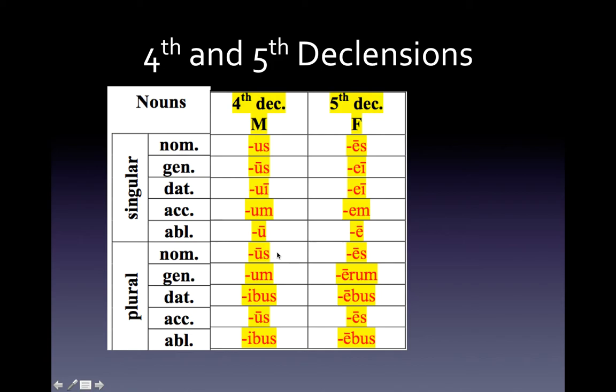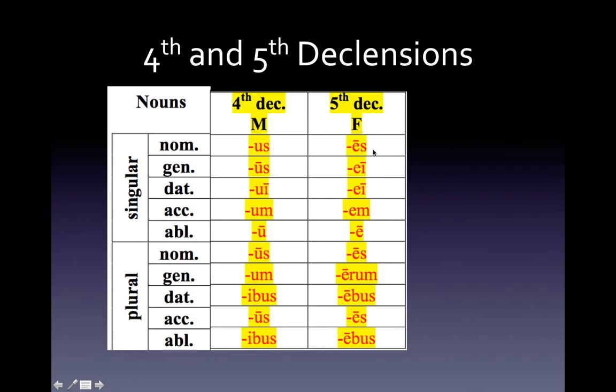Nominative plural is an accented US, which is pretty annoying because it's the same as the genitive singular. Genitive is UM. Dative is IBUS, and the accusative, the dative and the ablative plural are both IBUS, which is something we've seen in the third declension.